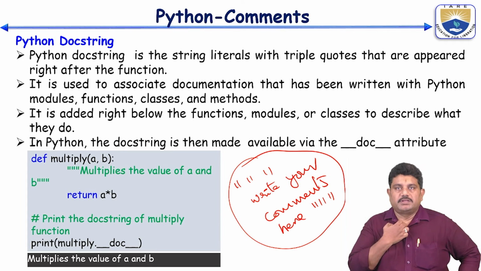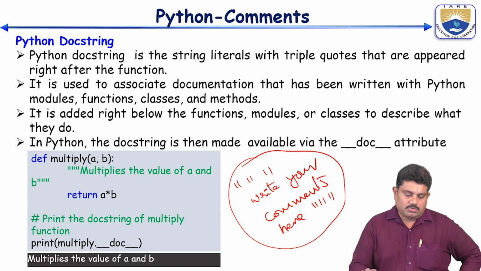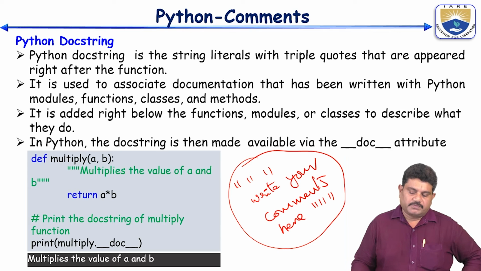And the last one is the docstring. A docstring is for documentation purposes. Whenever you write any modules, functions, classes and methods, to describe those modules, functions, classes and methods, you can use these docstrings. Later on, if you want to generate documentation regarding them, you can generate it. That is the purpose of the docstring.